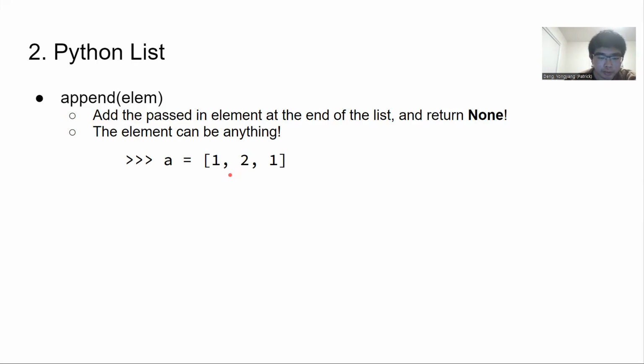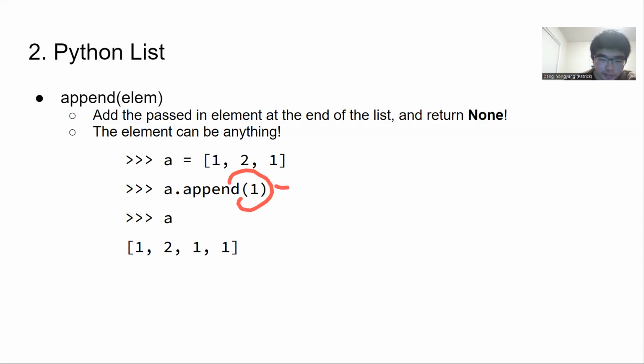So A is 1, 2, 1, still the list. And when I do A dot append 1, it adds the element at the back of the list. So which means that A will be 1, 2, 1, 1. So it just appends this one to the back.